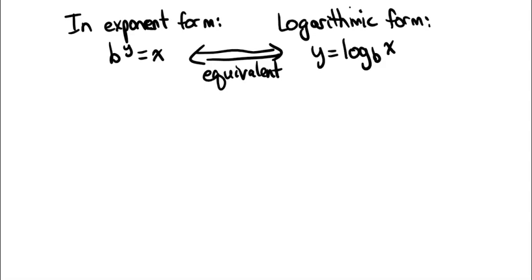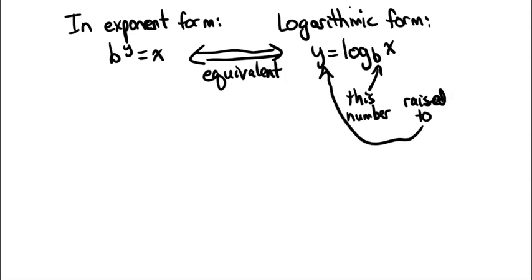Okay? And so what we're saying here is this number b, raised to this number y, raised to y, is equal to this number.